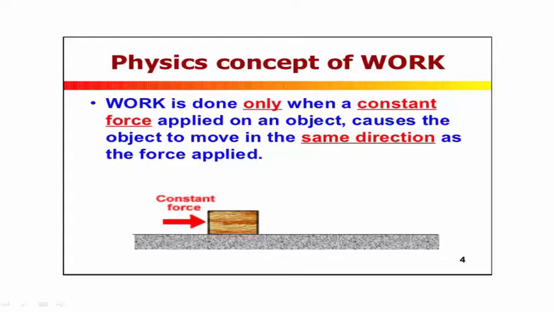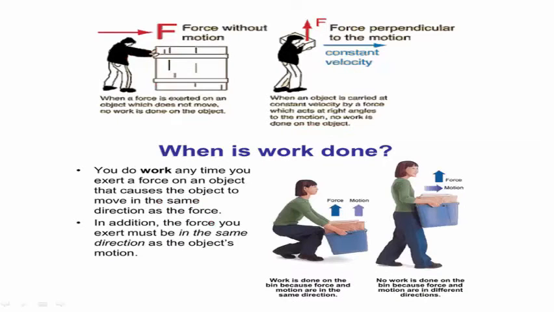Work is done only when a constant force applied on an object causes the object to move in the same direction as the force applied. Force without motion. In the first figure, you can observe when a force is exerted on an object which does not move. In that case, you can say that no work is done on the object.